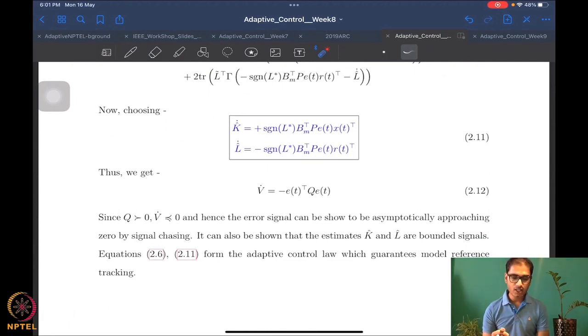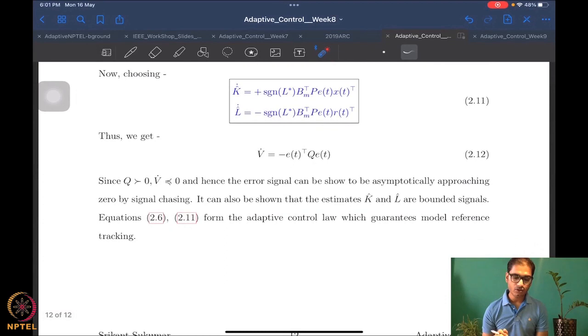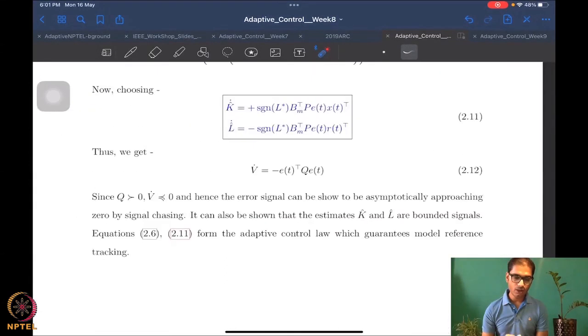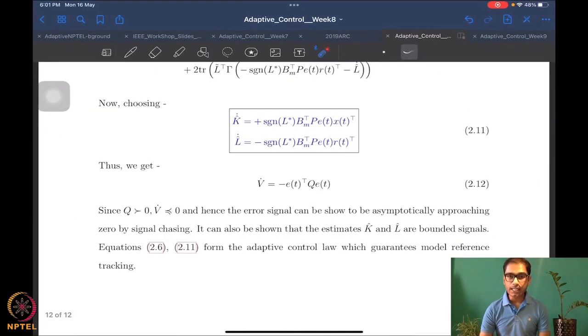So that's it, we are done. We essentially have a nice model reference adaptive controller. This is what guarantees tracking. Of course, it doesn't guarantee any kind of parameter identification. I would say that requires persistence of excitation.